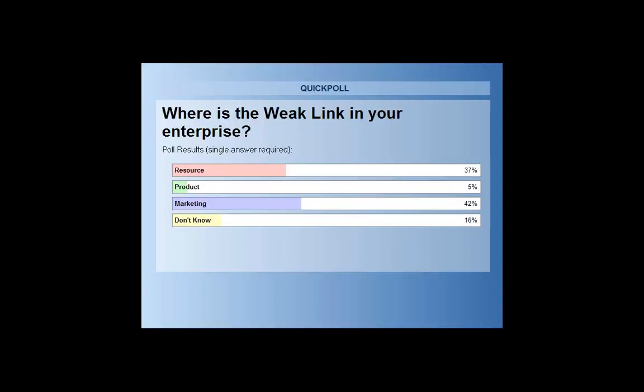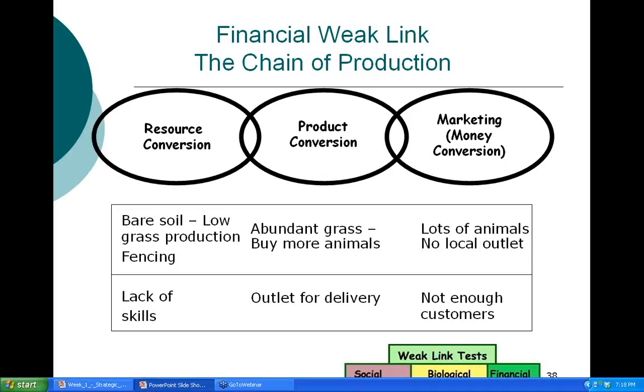So 37% of people said their weak link was in the resource, 5% in the product, 42% in marketing, and 16% said that they don't know. Okay, so that will be something we'll look at in more detail next week, but I just wanted you to start thinking about that process and how you would be able to use that weak link analysis in evaluating a particular enterprise. But we'll cover that in more detail next week.